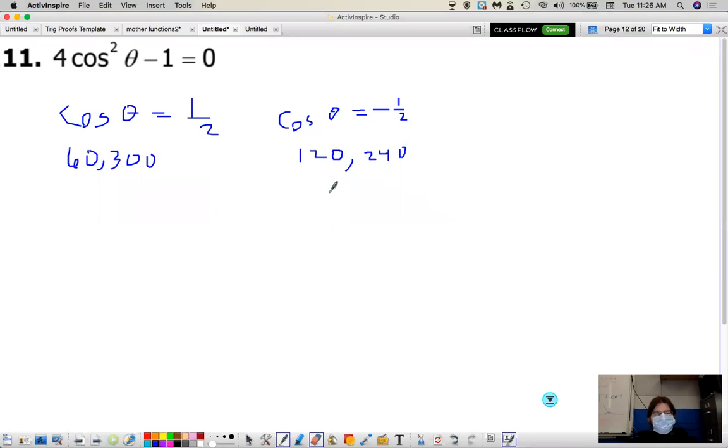So we could check them, but we really don't need to. It's either going to be a half or a -1/2. If we square that, it's going to be a fourth. 4 times a fourth is 1. 1 minus 1 is 0. Done.